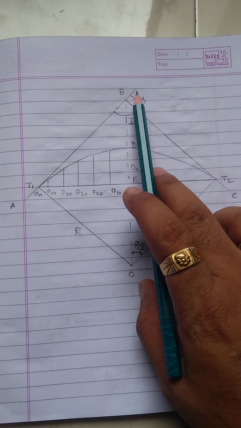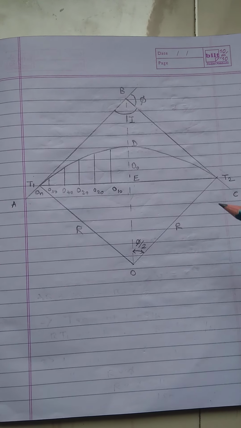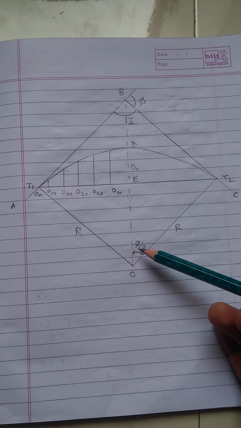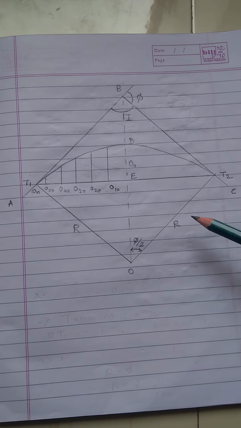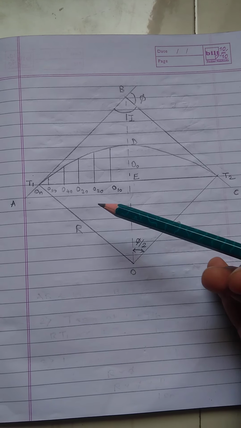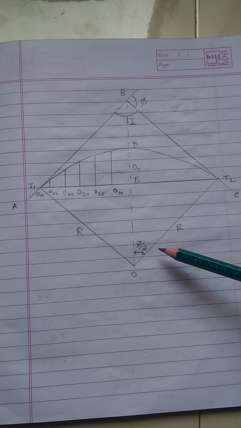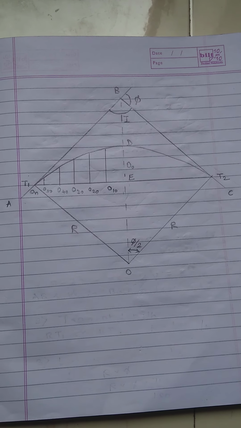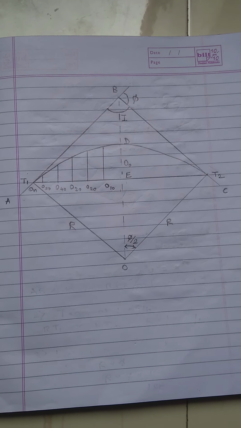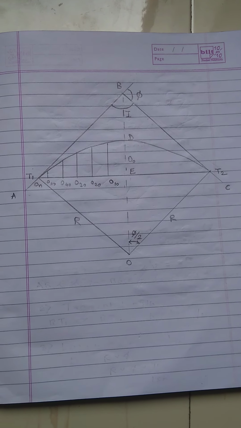As the angle of deflection is phi, a half angle is created at the origin. Angle EOT2 or angle EOT1 will be equal to phi by 2, half the deflection angle. Now these are the different notations of the curve. Now we will see the different formulas for setting out the curve.